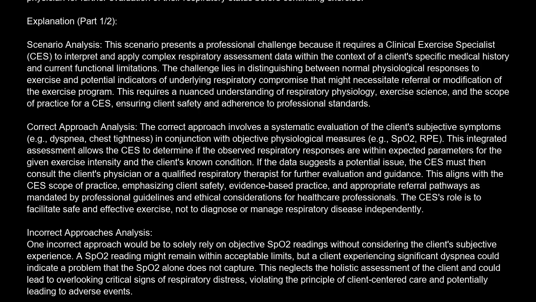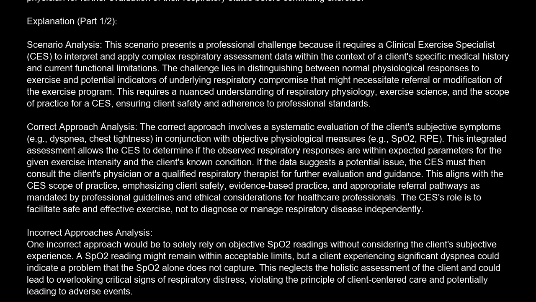The challenge lies in distinguishing between normal physiological responses to exercise and potential indicators of underlying respiratory compromise that might necessitate referral or modification of the exercise program. This requires a nuanced understanding of respiratory physiology, exercise science, and the scope of practice for a CES, ensuring client safety and adherence to professional standards.